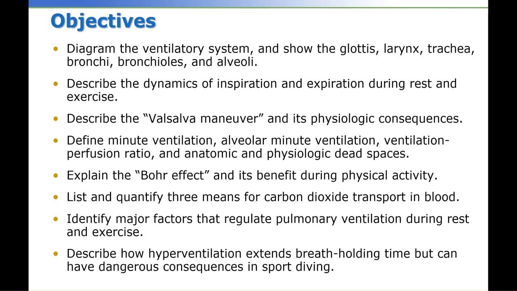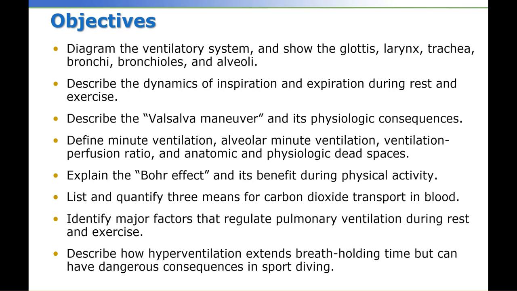Describe the dynamics of inspiration, expiration during rest and exercise. Describe the Valsalva maneuver and its physiological consequences. Define minute ventilation, alveolar minute ventilation, ventilation perfusion ratio, and anatomic and physiological dead spaces. Explain the Bohr effect and its benefit during physical activity.